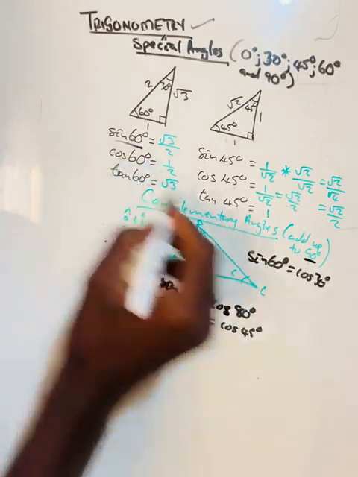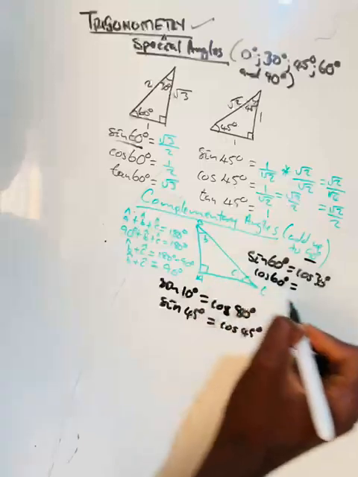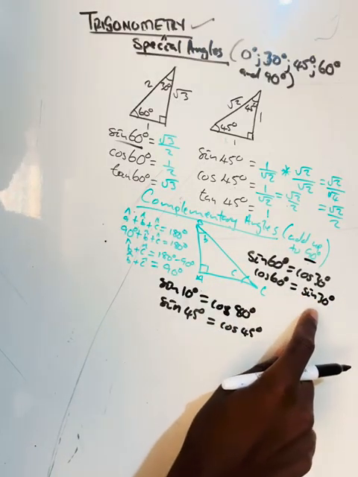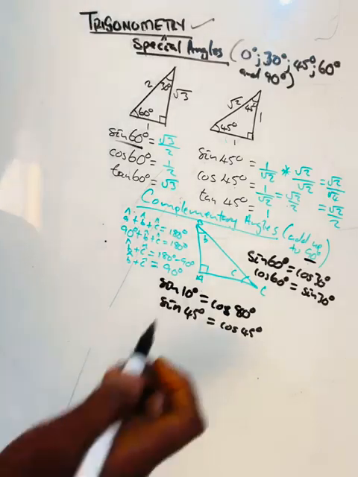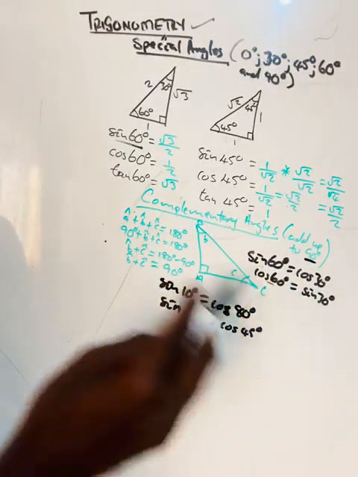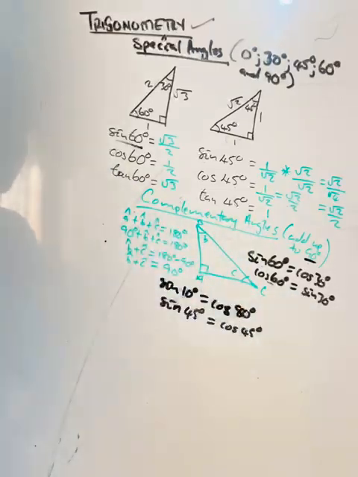I've got cos 60 here. My cos 60 degrees gave me 1 over 2. If I go to sin 30 degrees, it will give me the same answer. Now, these complementary angles, they work when you are working with sin and cos only. Tan is not included. Tan is not included in this particular theory.